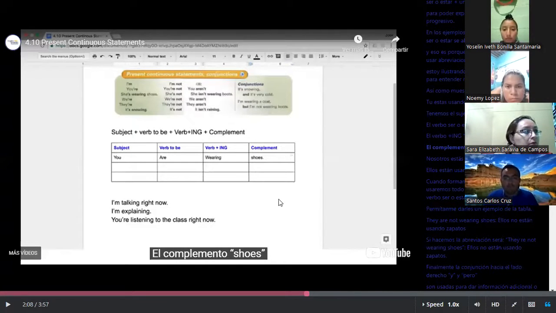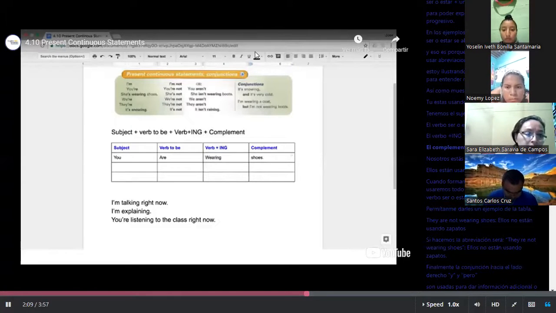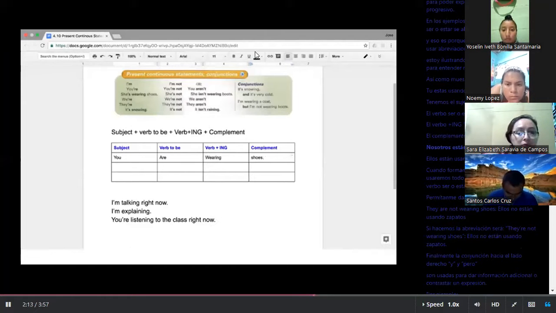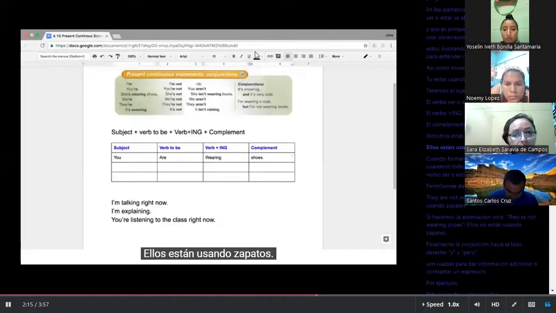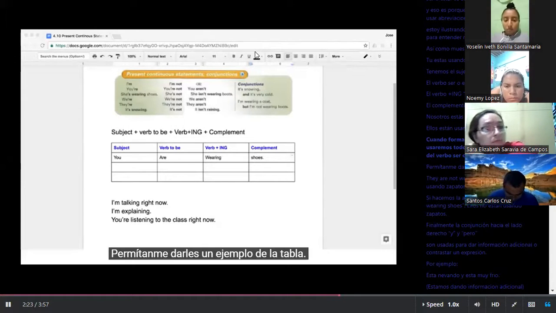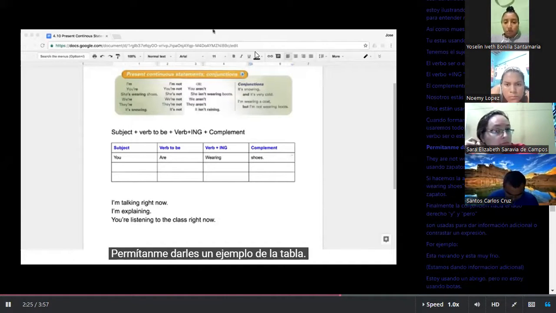Bien, vámonos con las negativas. Negative statements. Here we go. We're wearing shoes. They're wearing shoes. When forming negative statements, you will just add not after the verb to be. Let me give an example on the chart.